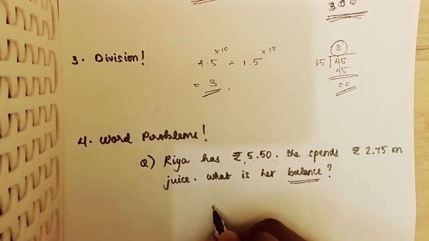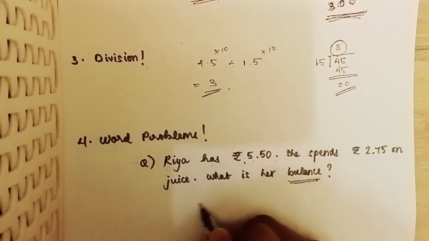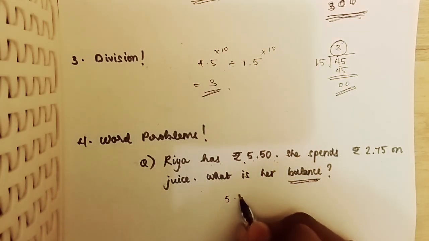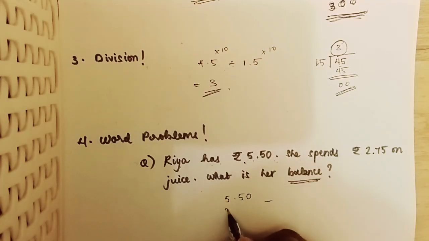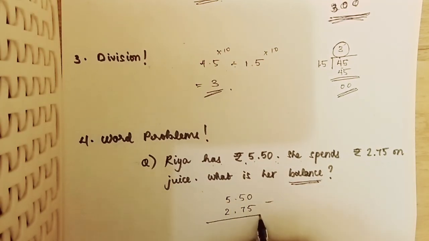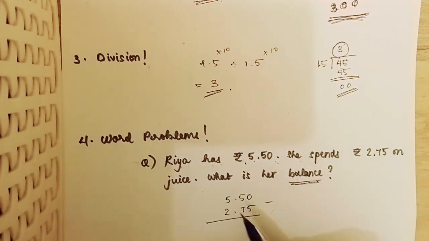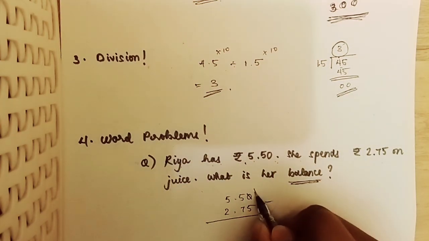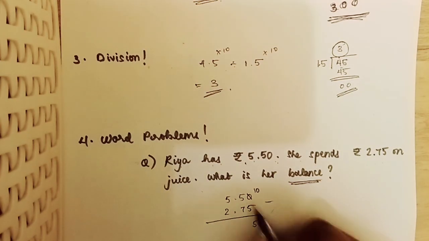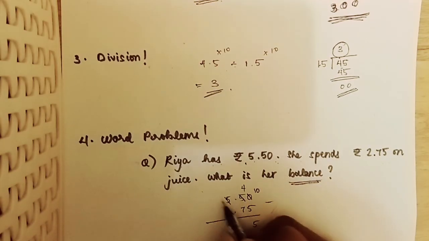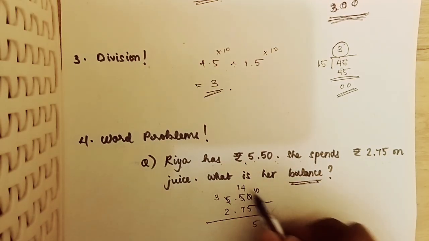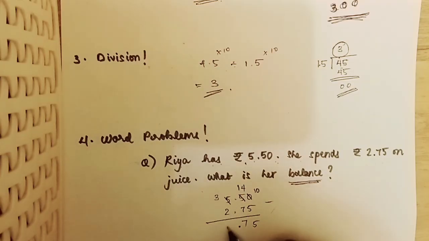So let's find her balance. That is 5.50 minus 2.75. Remember, always align the decimals or you'll get wrong values. Do not forget to align the decimals or you will lose marks. Trust me. So let's do the subtraction. That is 5, 4, 3, 14, 7, 1.